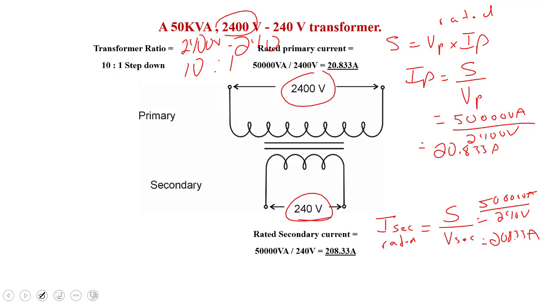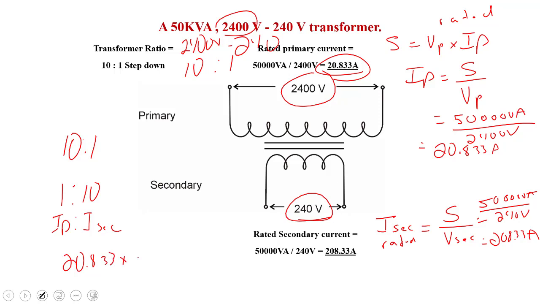The other way we could have done this is we already knew the primary current. We know we got a 10 to 1 transformer, so the current ratio would be opposite of that, 1 to 10. So for every 1 amp on the primary, I'm going to have 10 amps on the secondary. So using that concept, 20.833 amps times 10 would be equal to 208.33.